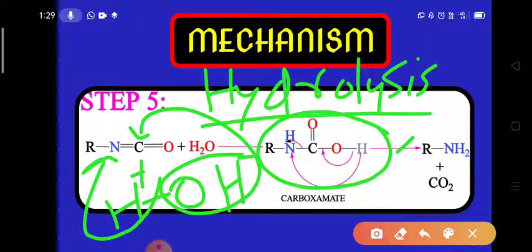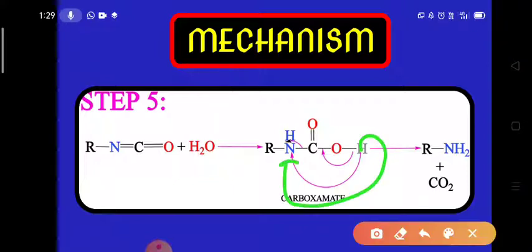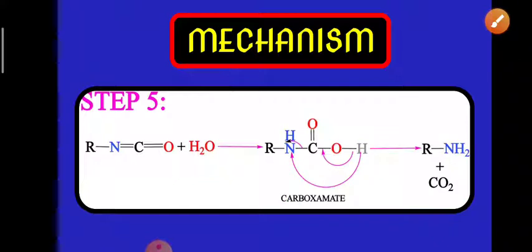Here in this carbamate, the amine group is attached to the carboxylic acid group. So that's why this compound is known as the carbamate. And the OH bond in the carbamate breaks and hydrogen is shifted onto the nitrogen. As a result, we get the primary amine and carbon dioxide gas is expelled out. So in the fifth step, we get the primary amine. Like that, we can divide the entire Hofmann bromamide reaction into 5 steps.